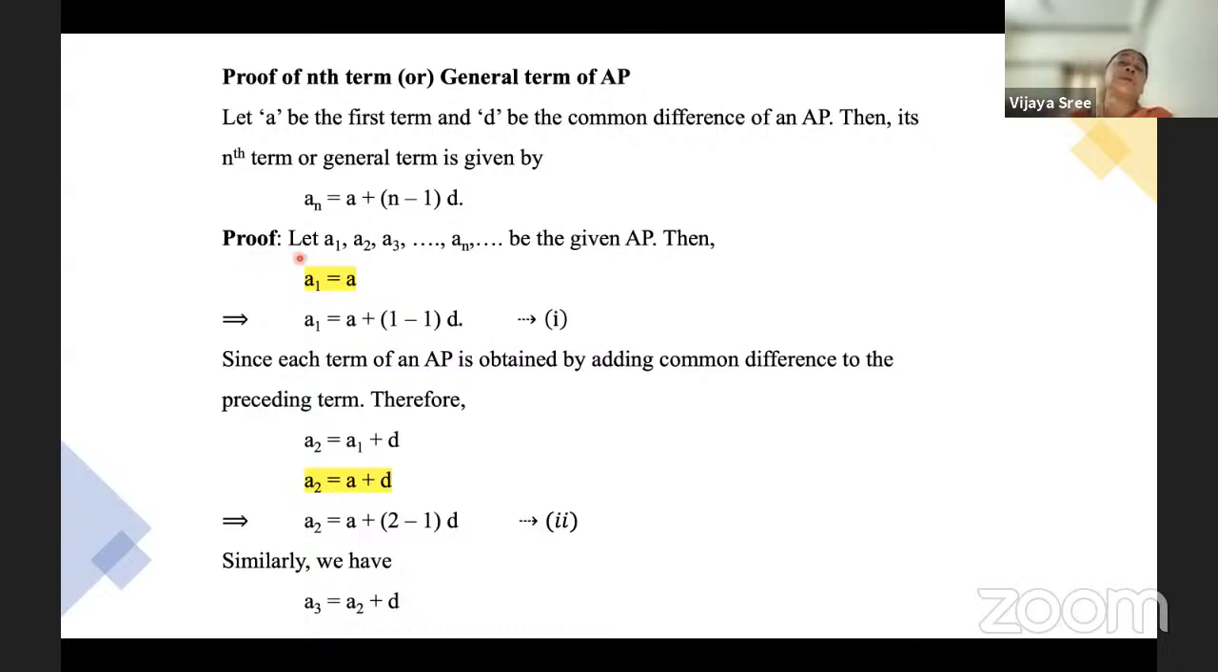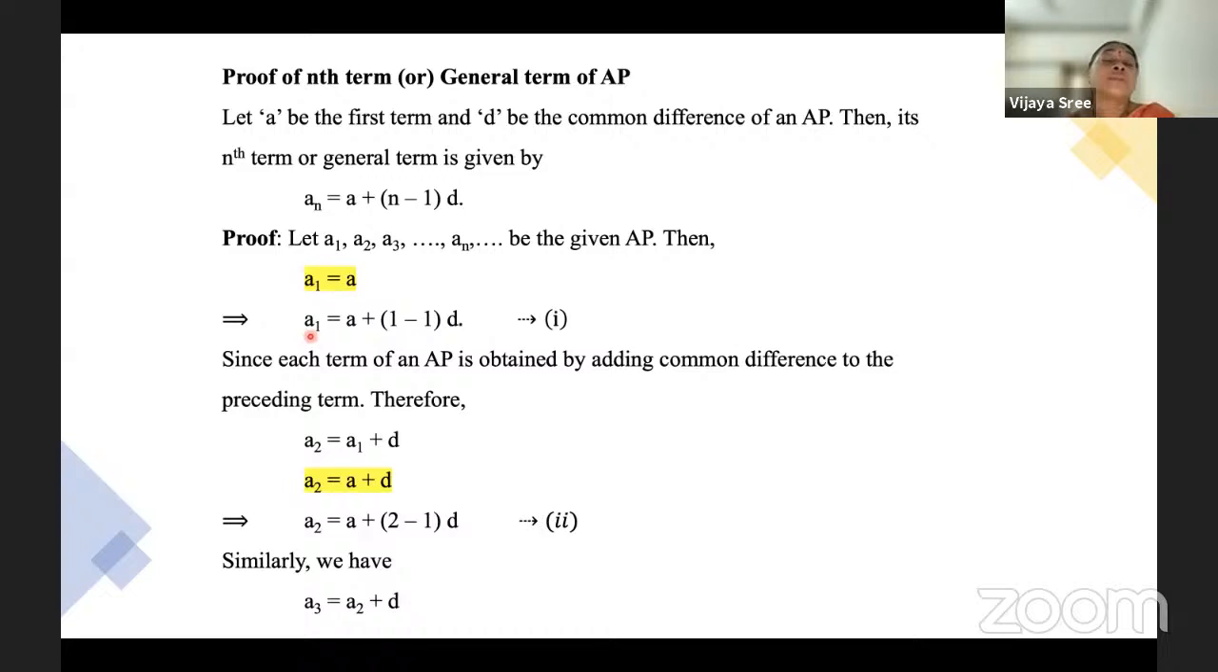Let a1, a2, a3, a4, and so on, up to an, be the given arithmetic progression. Then a1 is the first term. What is the first term here? It is a. So a1 is equal to a. How do we write this? a1 equals a plus (1 minus 1) times d. What is this 1 here? This 1 is the term number, minus 1, times d. What is the term here?